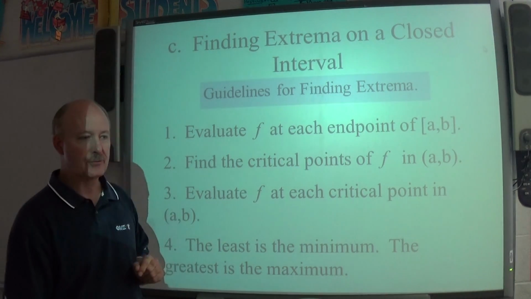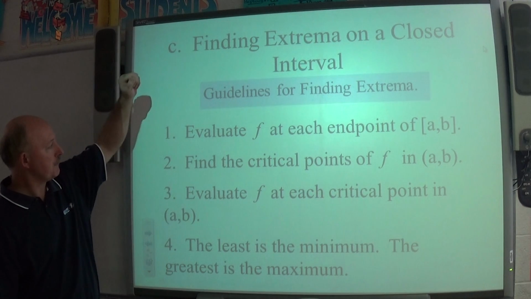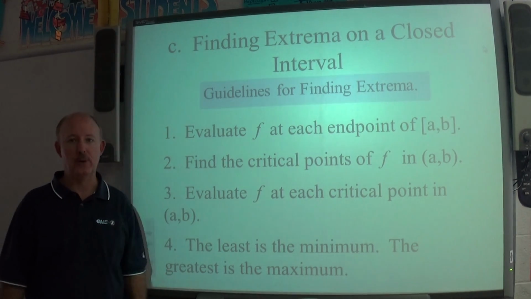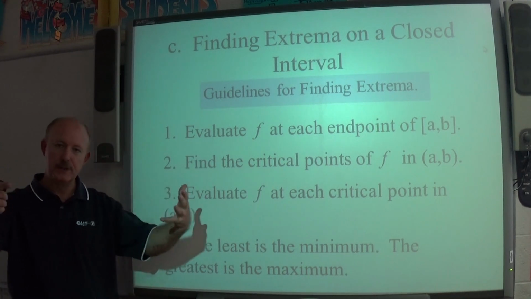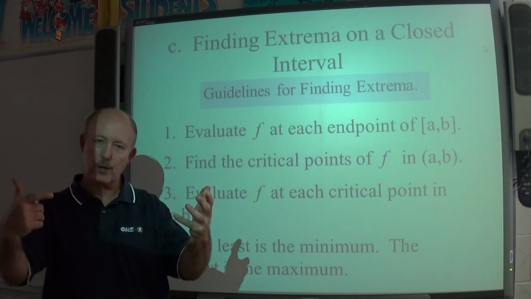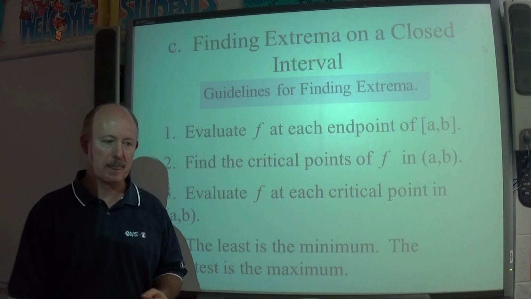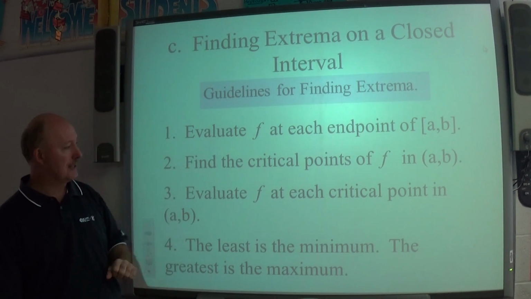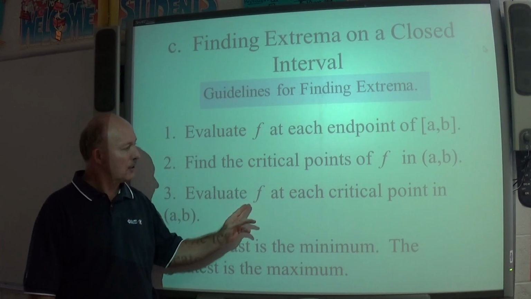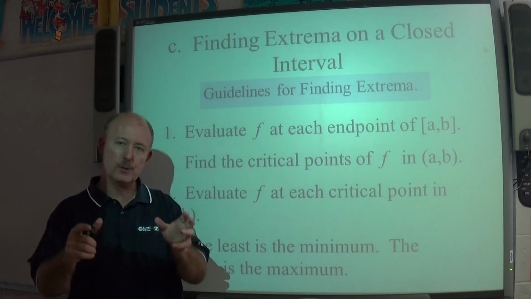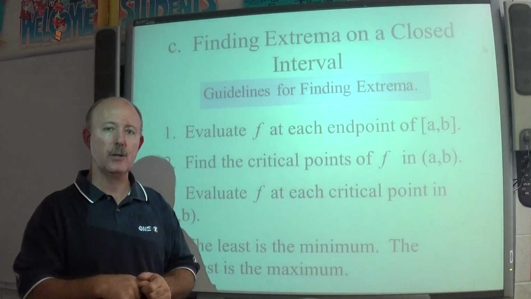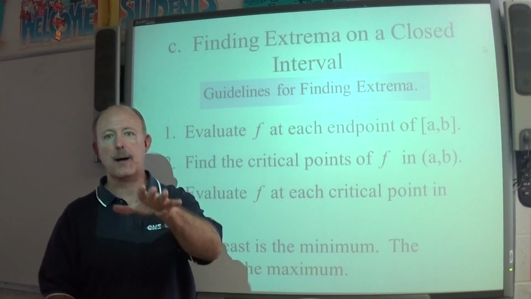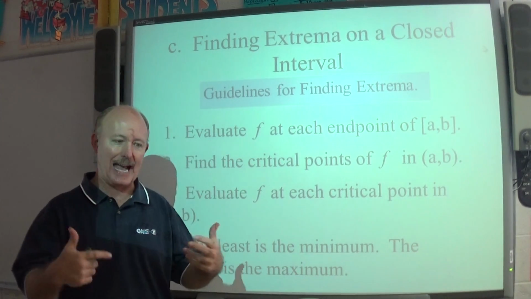So, once again, let's summarize the guidelines. Number one, find your endpoints. Number two, find your critical points within the closed interval, because remember, critical points can be maximum or minimum points, and so can the endpoints. Number three, evaluate the function at each critical point. Once you find the critical point, or the critical number, you have to substitute it into the original function to find your corresponding y value. So you're finding the actual point.